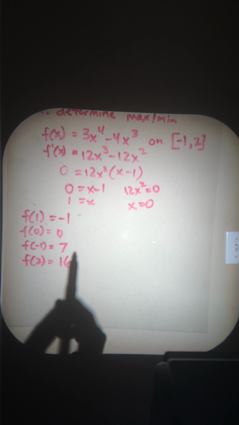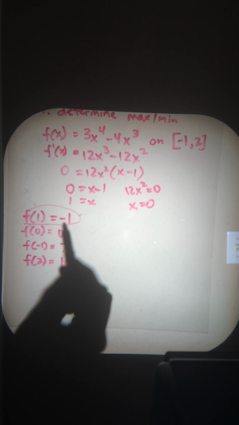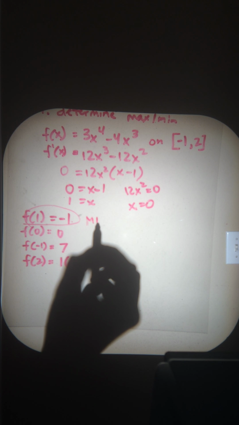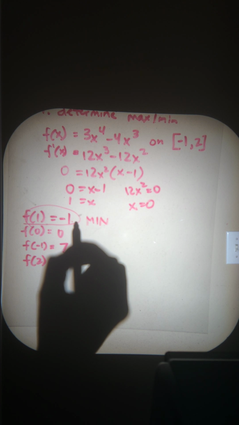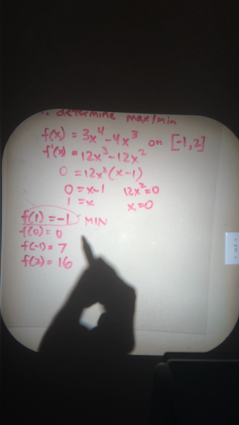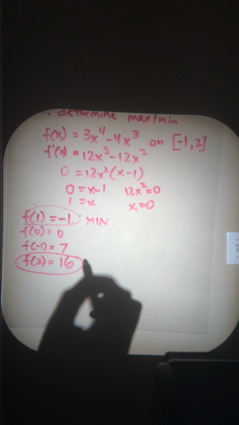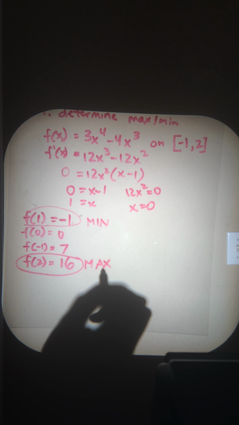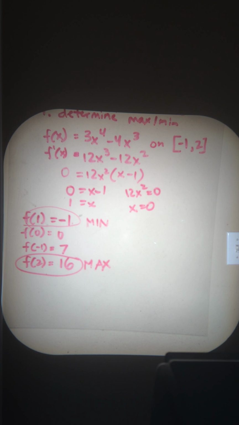The least number here is -1, so we're going to have a minimum at x = 1, and the y value is going to be -1 there. And then we're going to have a maximum here at x = 2.